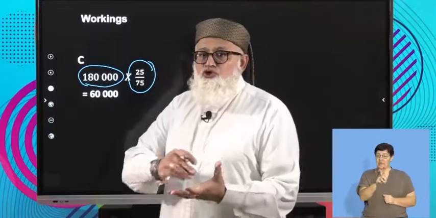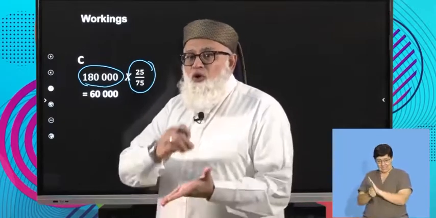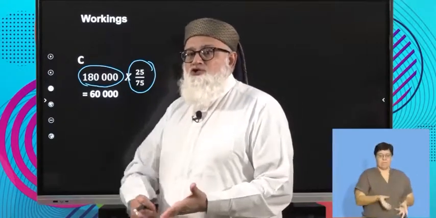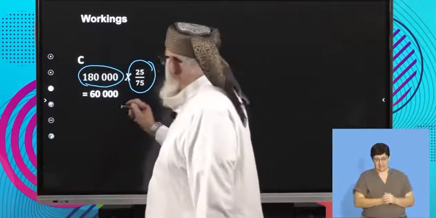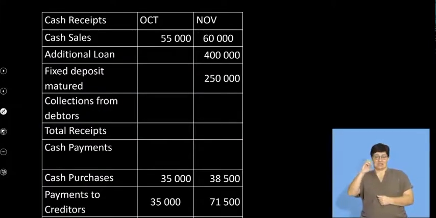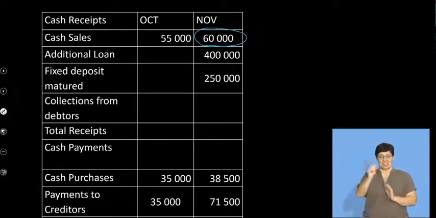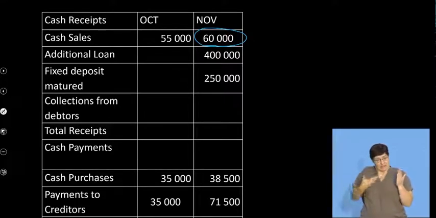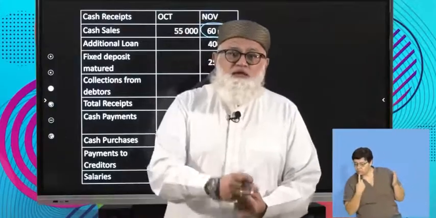Remember, using your credit sales, you work backwards to calculate your cash sales. And therefore, you would end up with a cash sales figure of 60,000. There we go, there's my cash sales for November. Okay, so this calculation tells you that you have to use given information, right? And using the given information, you go back to calculate the figure that you are looking for.